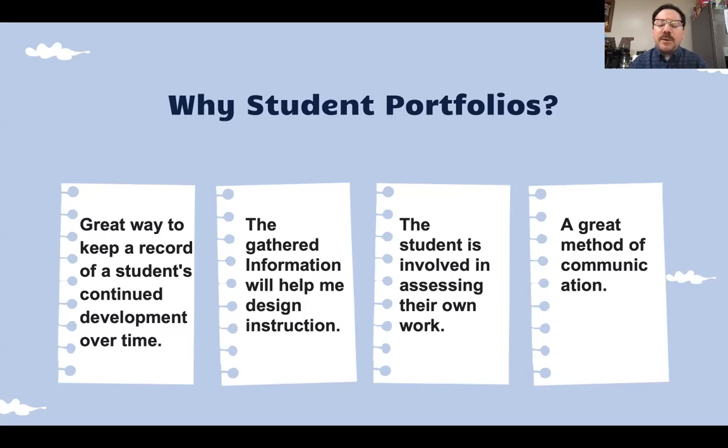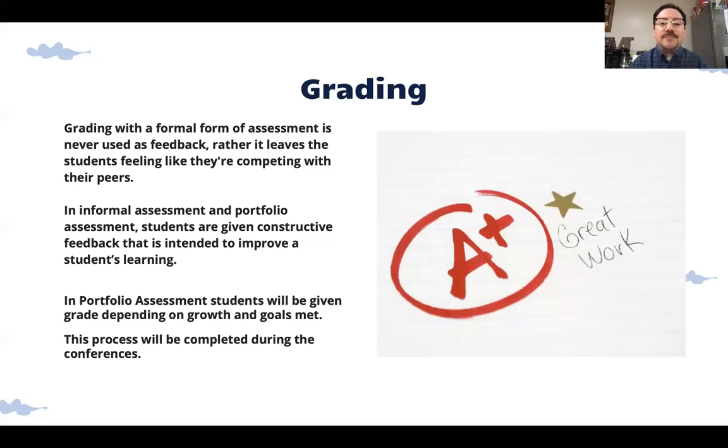And last, it's a great method of communication. And we'll talk more about this in the next few slides. But first, let's talk about grading. And I know even the word itself causes some anxiety and so forth, but this is how I'm going to be grading your students. So I think it's important that you understand how it works.